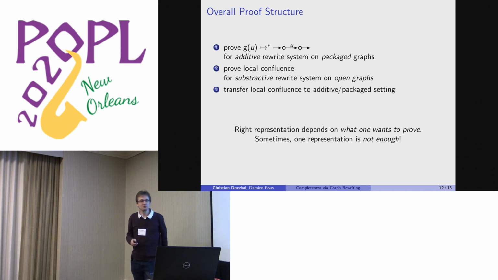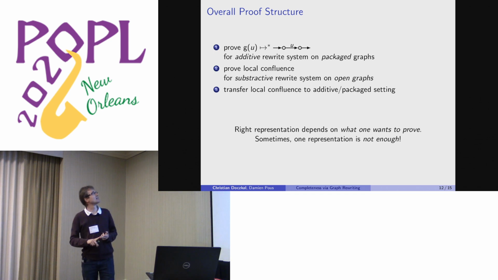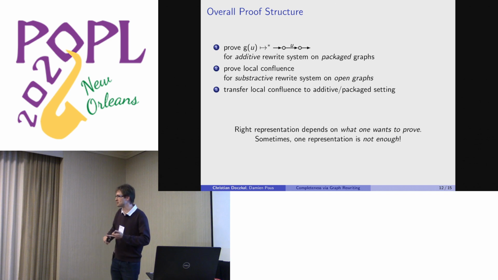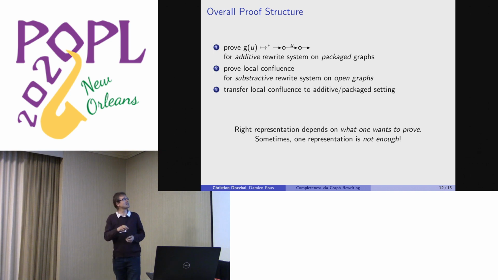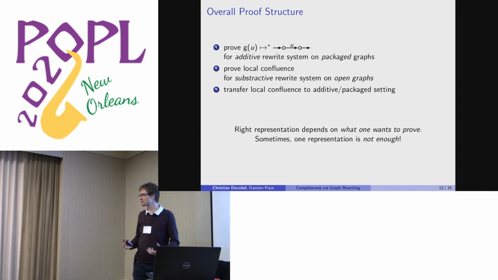And so the overall proof structure is as follows. We prove the reducibility statement for the additive representation of the rewrite system in the setting of packaged or dependently typed graphs. Then we prove the local confluence statement on the subtractive representation of the rewrite system on open or simply typed graphs. And then we transfer this statement to the additive rewrite system over packaged graphs.